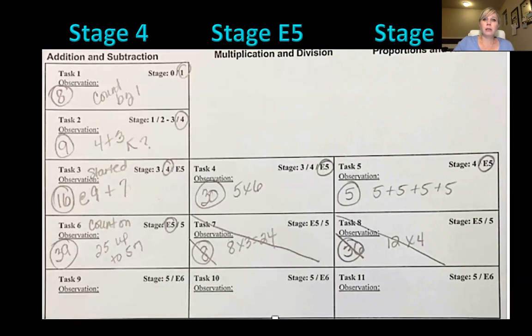So if we take a look at the whole thing and look at your recording sheet, I would record at the very top. You'll see a place to record each of the stages. We would record the addition subtraction as stage 4, multiplication division as E5, and ratios and proportions as E5 as well.